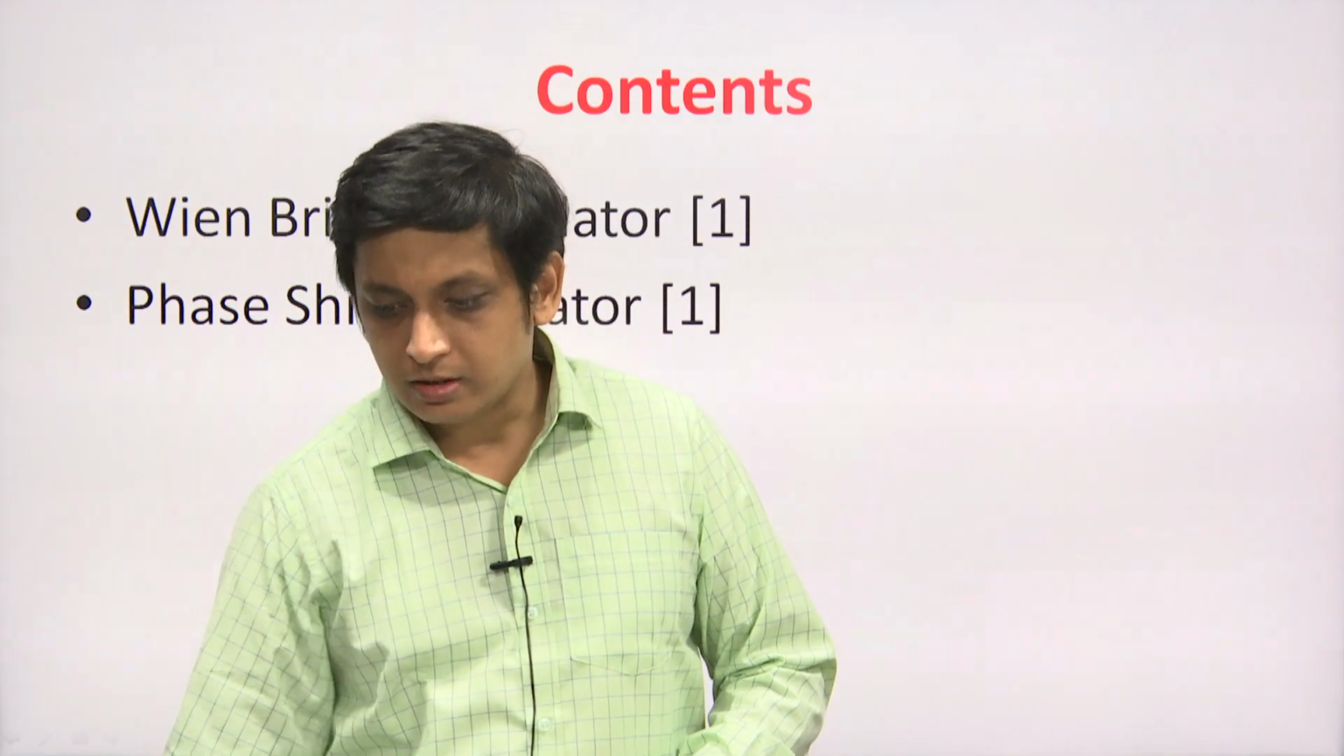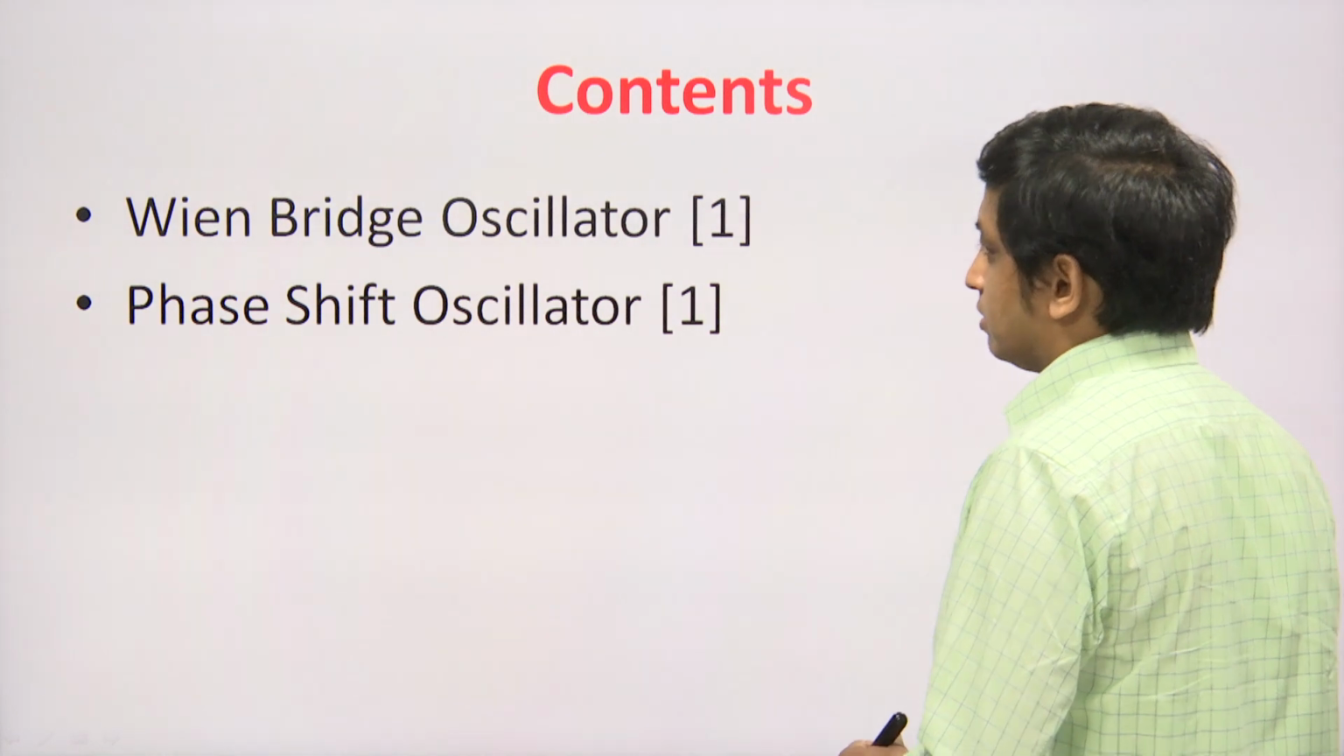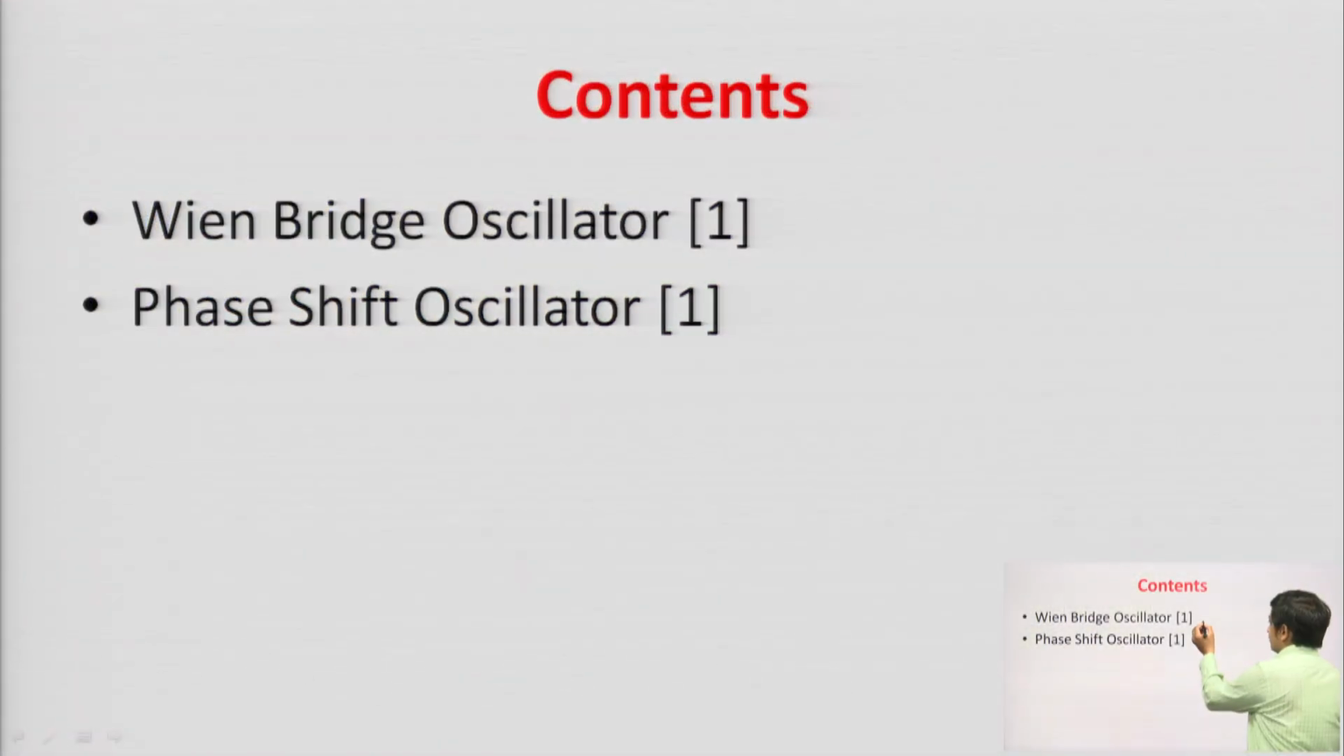Hello everyone, this is lecture 17 of the subject analog circuits. In this class I am going to discuss RC oscillators, and there are two main types of RC oscillators. One is Wien-Bridge oscillator and another one is phase shift oscillator.